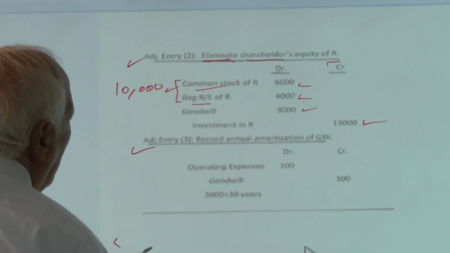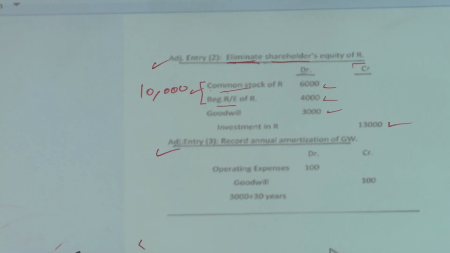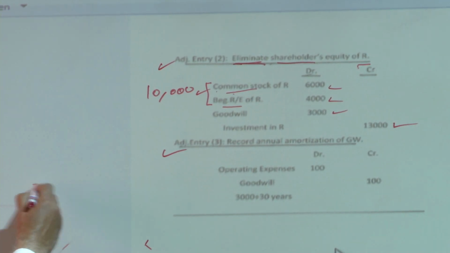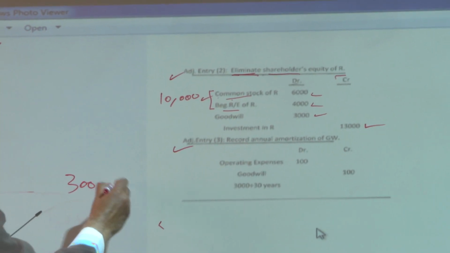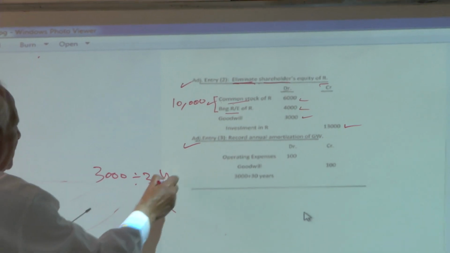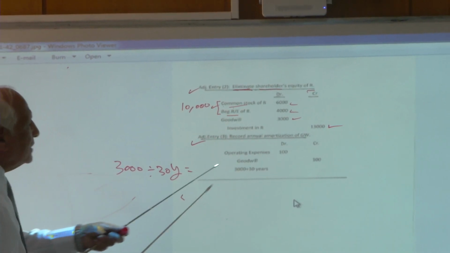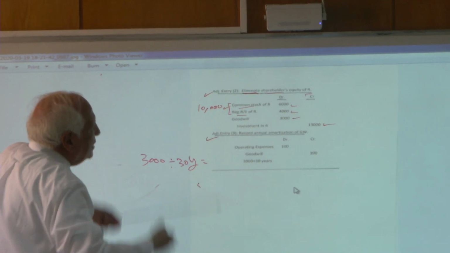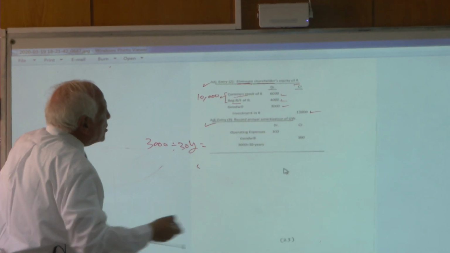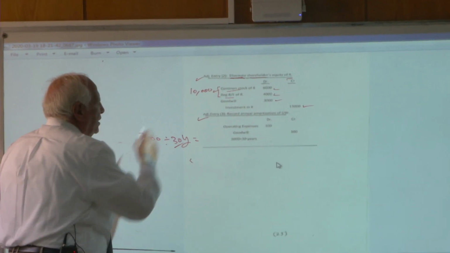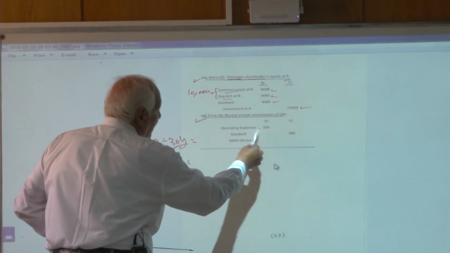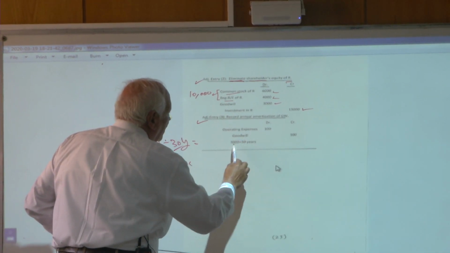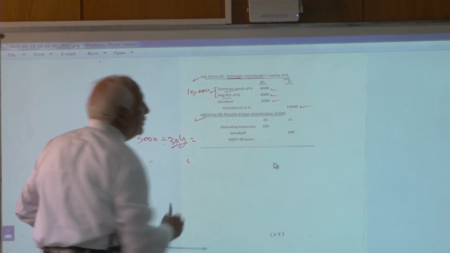You know we have annual 100. Remember, this 3,000 goodwill divided by 30 years. That means each year we have 100. This 100, each year I'm going to make this entry. Each year. For how many years? 30 years. Debit operating expenses 100. Credit goodwill. This one is 3,000 divided by 30 years.